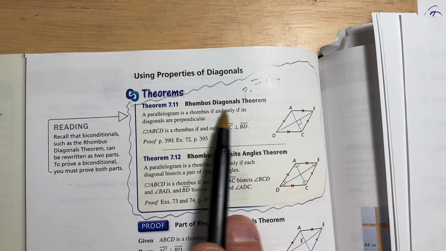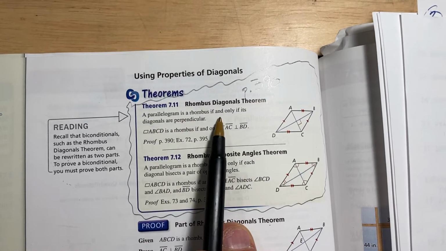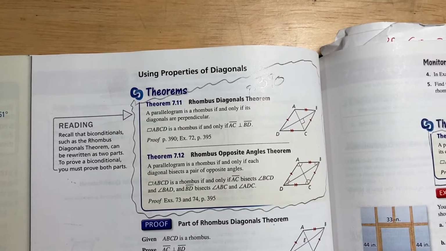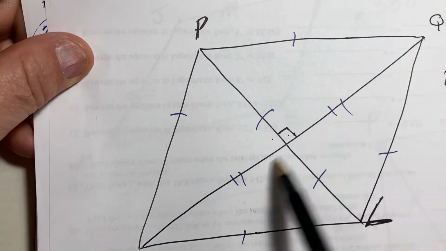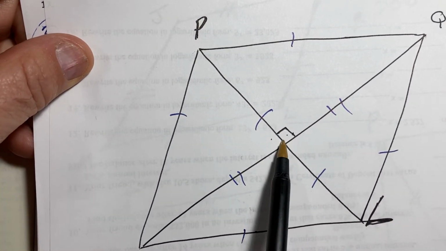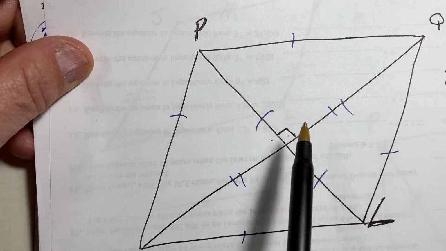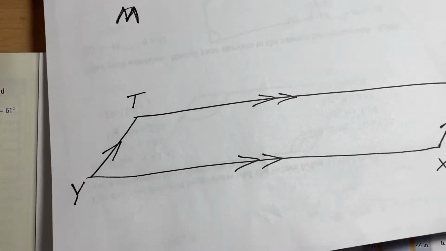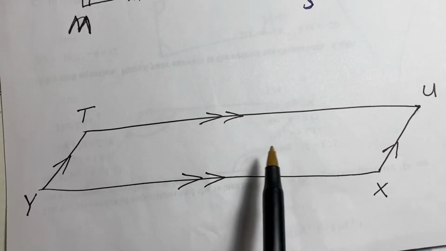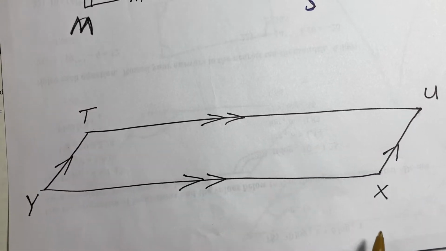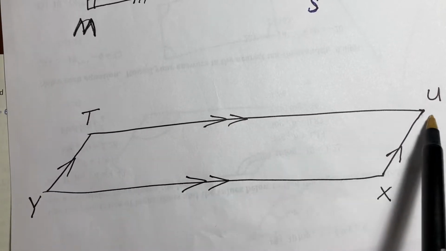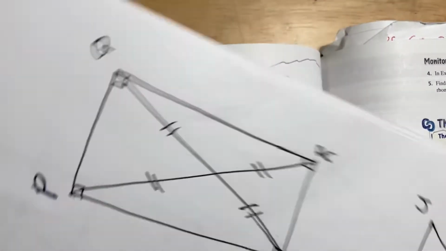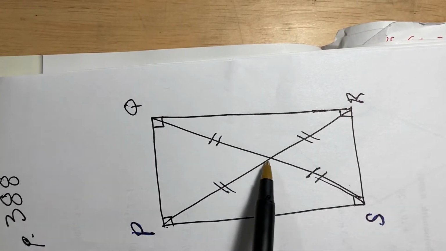Now some special properties of the rhombuses. The rhombus diagonals theorem says a parallelogram is a rhombus if and only if its diagonals are perpendicular. So here's a rhombus, and here the diagonals are perpendicular. If this is a rhombus, that means the diagonals have to be perpendicular. Well, we know since it's a rhombus, it has to be a parallelogram. And in a parallelogram, the diagonals bisect each other. So this diagonal and that diagonal will bisect each other.